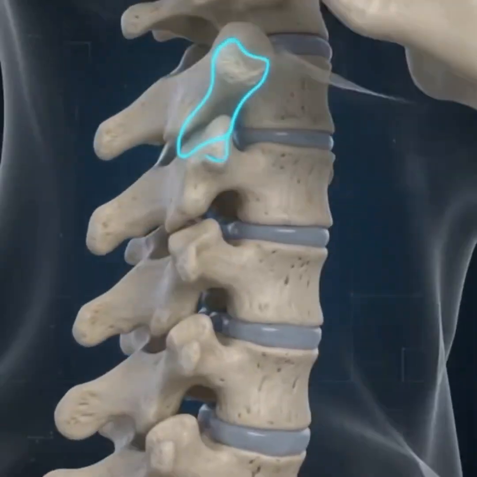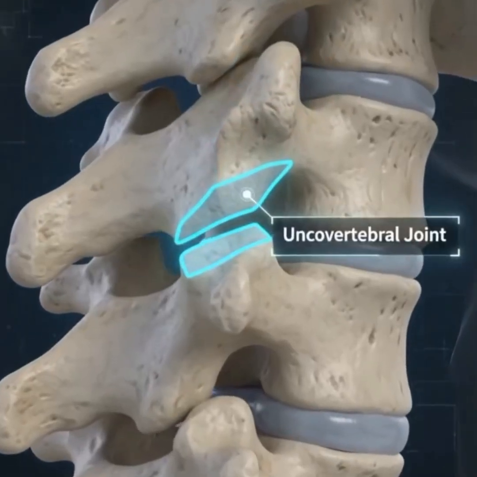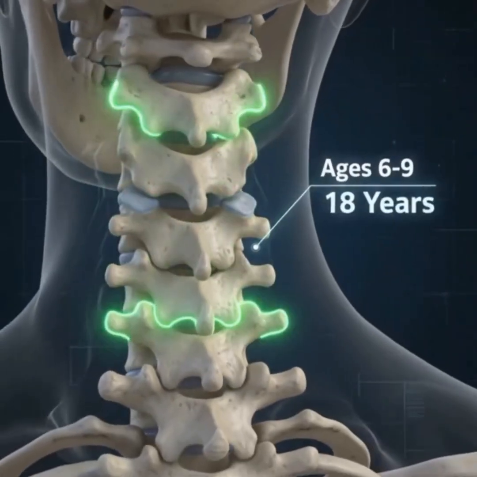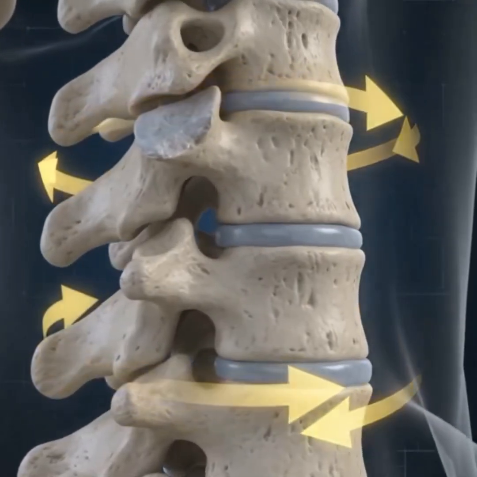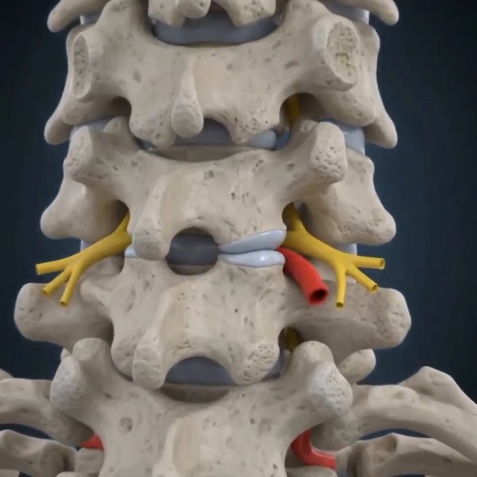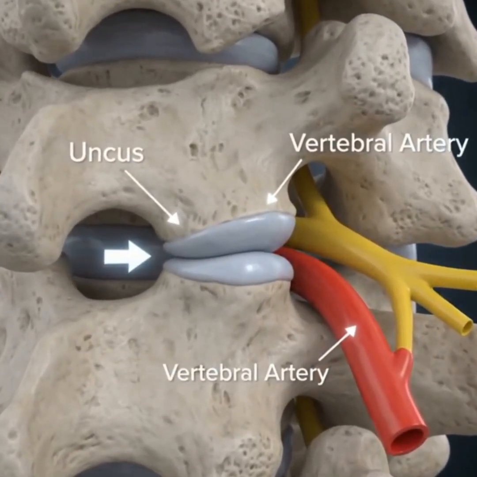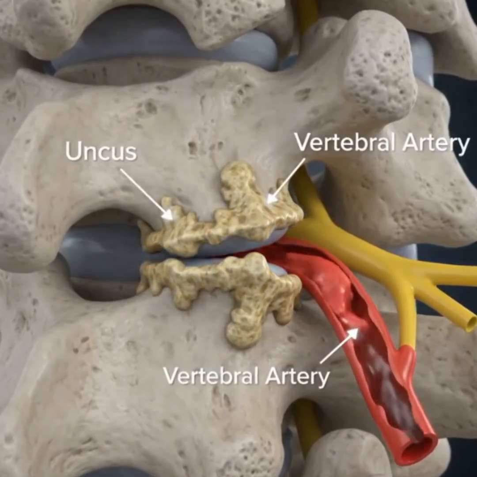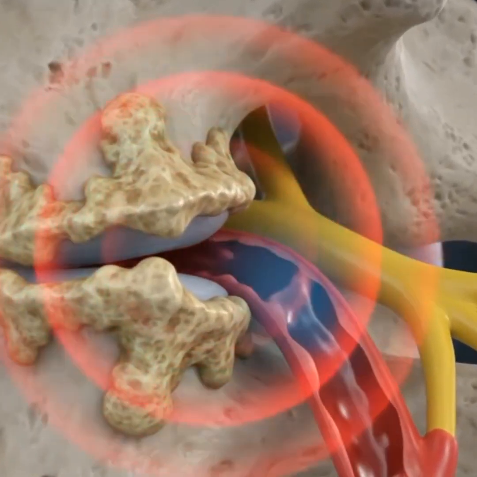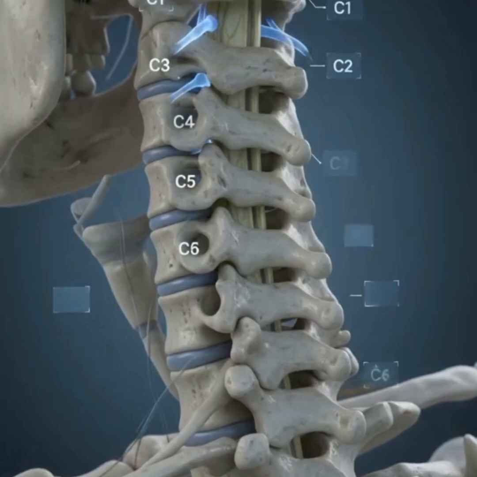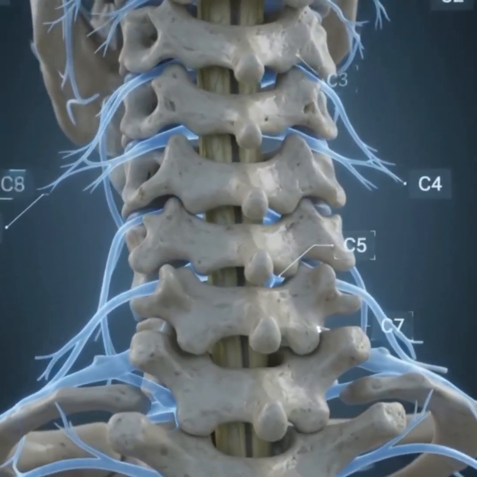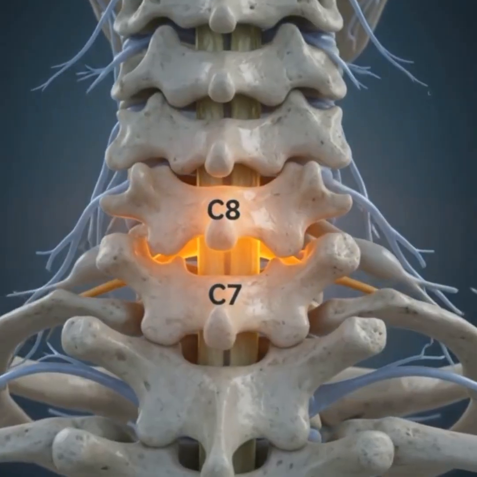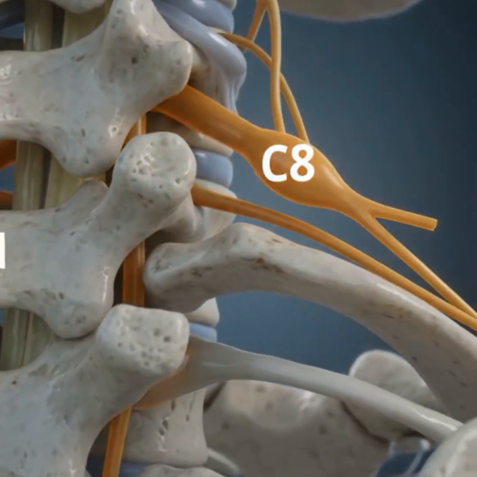C3 to C7 feature upwardly projecting uncinate processes. They form the uncovertebral joints. They limit lateral bending and guide coupled rotation. Hypertrophic changes at Luschka's joint can cause foraminal stenosis. This can compress the nerve root and vertebral artery. Residing in the cervical spinal canal are 8 pairs of cervical spinal nerves. The C1 through C7 nerve roots exit through the foramina above their corresponding vertebrae.